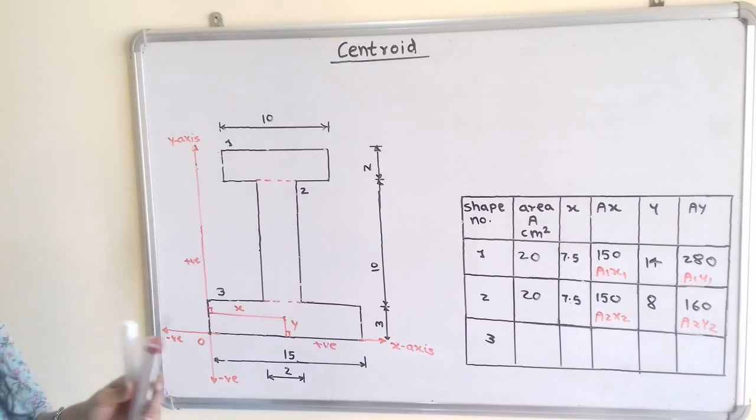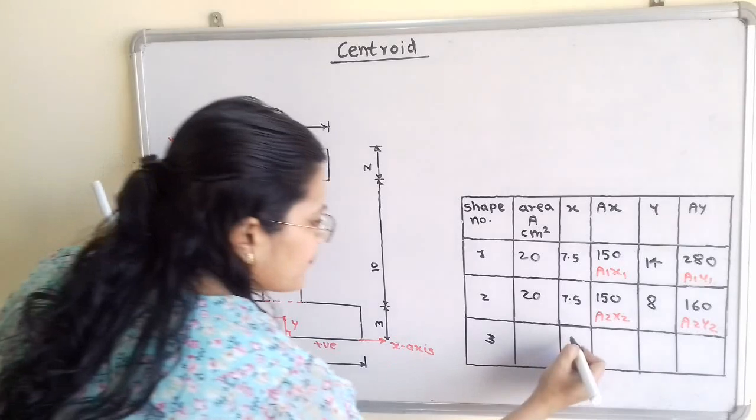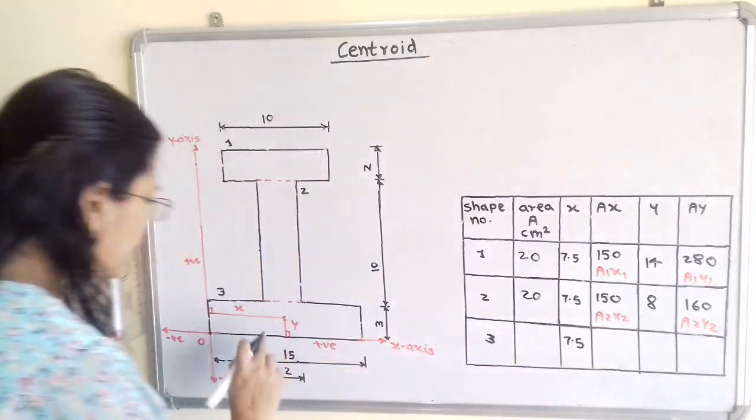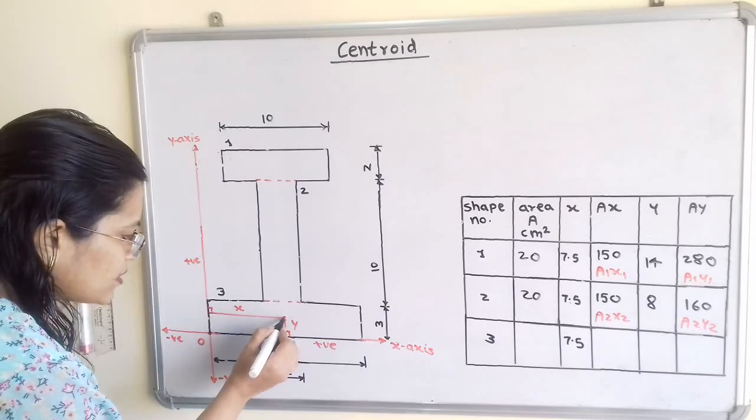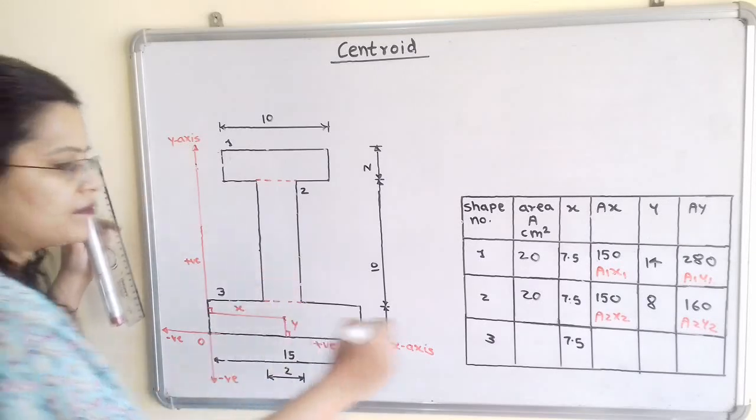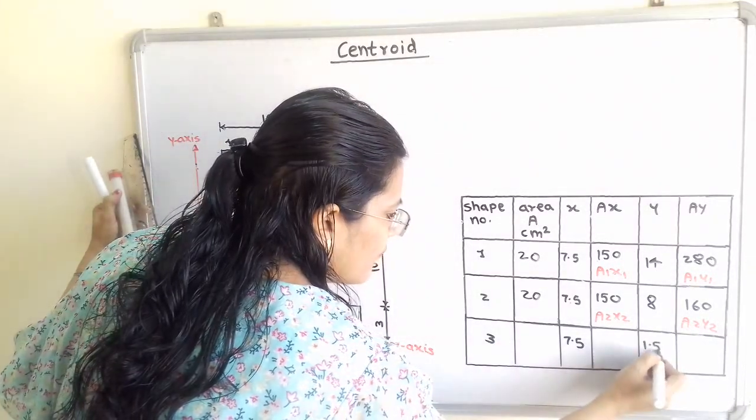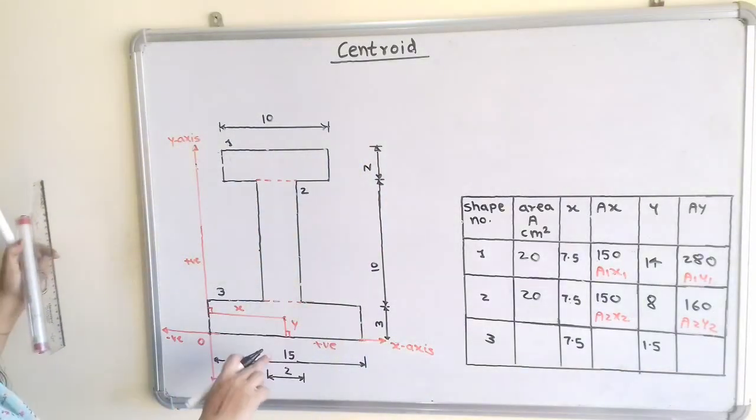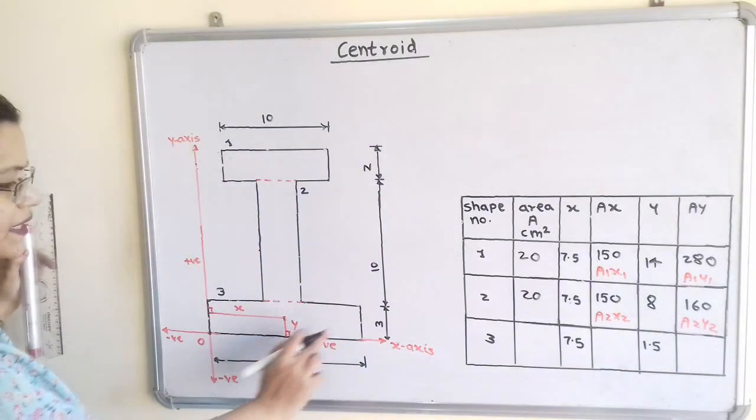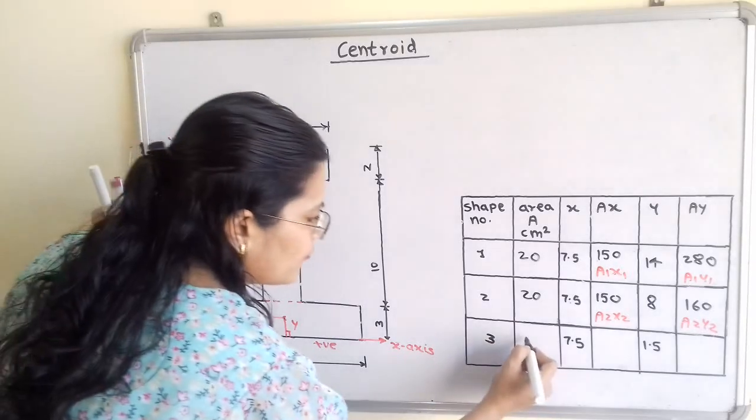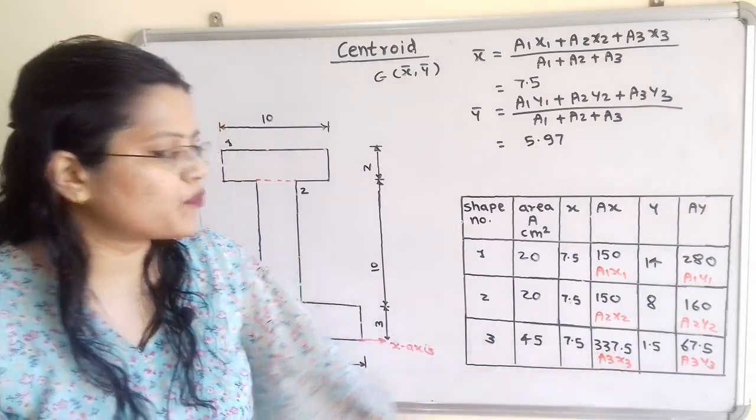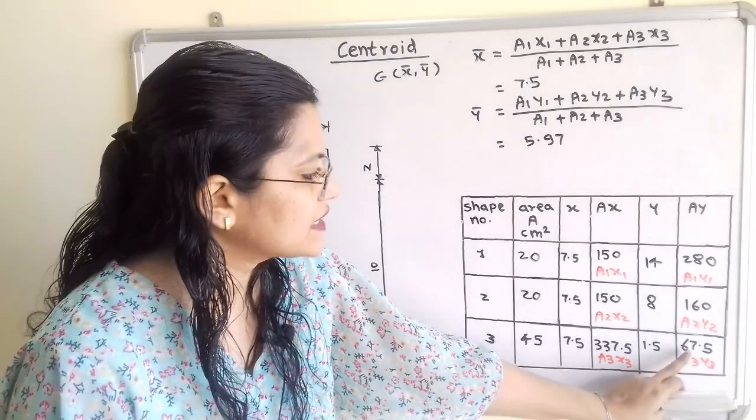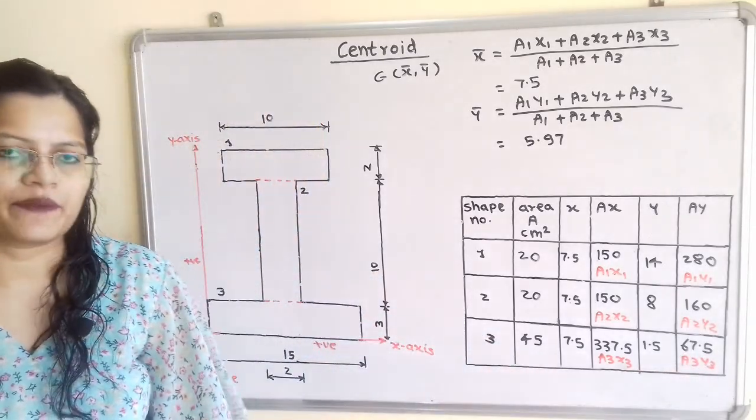So I will write here value of x, 15 divided by 2, 7.5. Then value of y. So total height is 3 and this bottom distance is 3 divided by 2, that is 1.5. And what is the area? So area is equal to 15 multiplied by 3, that is 45. A3x3 is equal to 337.5 and A3y3 is equal to 67.5.